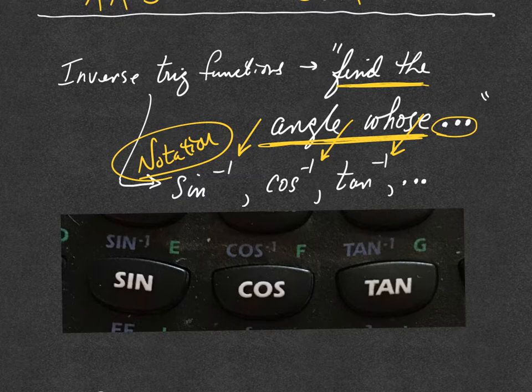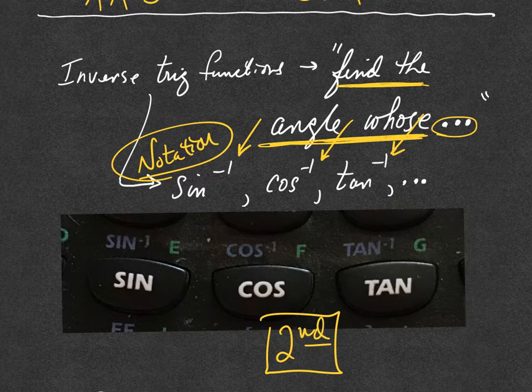And because the inverse trig functions aren't the main function on your calculator, they're what's called a secondary function. What we're going to have to use to get to those functions is the second key. But we'll talk more about that as we go along.